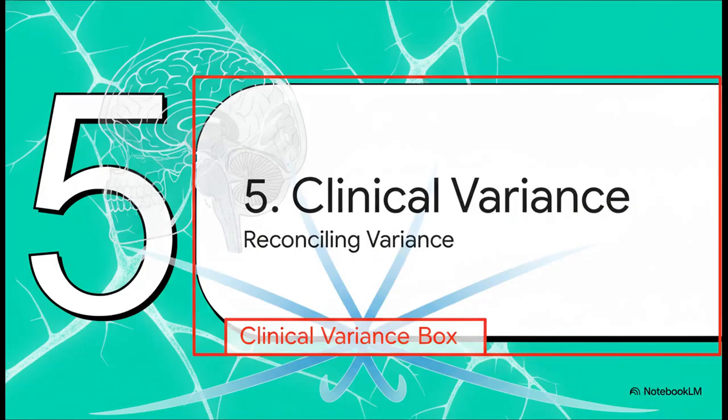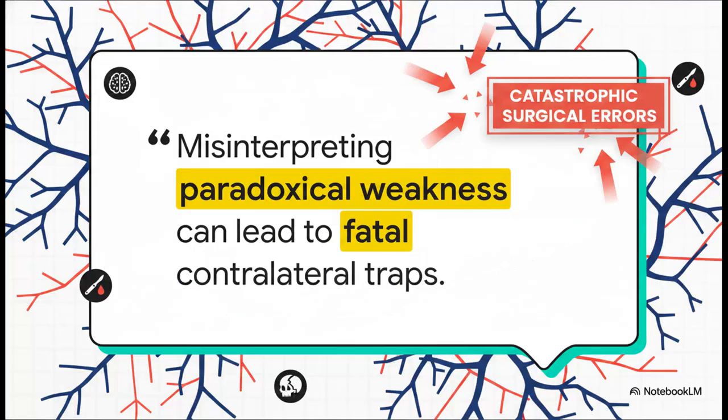Let's bring this all together in Part 5, Clinical Reconciliation and Trot Variants. You know, this really captures why just memorizing generic pathways completely falls apart in the chaos of the trauma bay. When physiological exceptions occur, rigid thinking leads to catastrophic surgical errors. Let's look at exactly how this happens in practice.